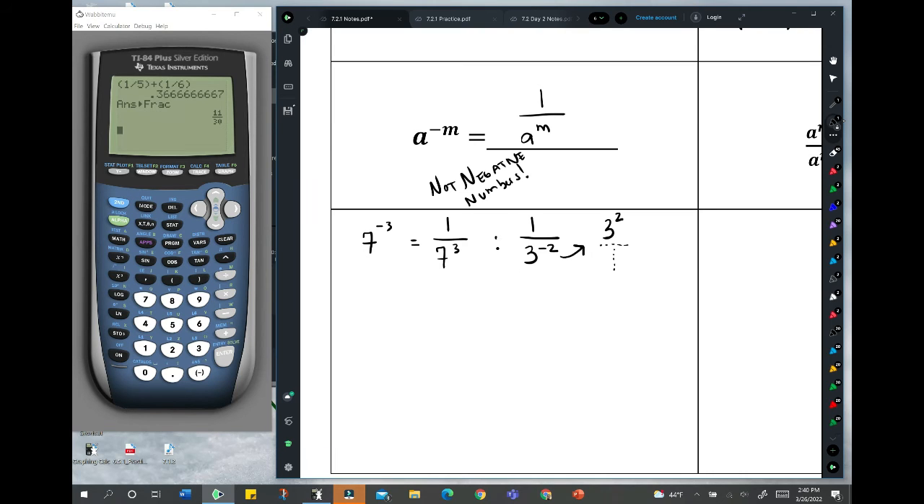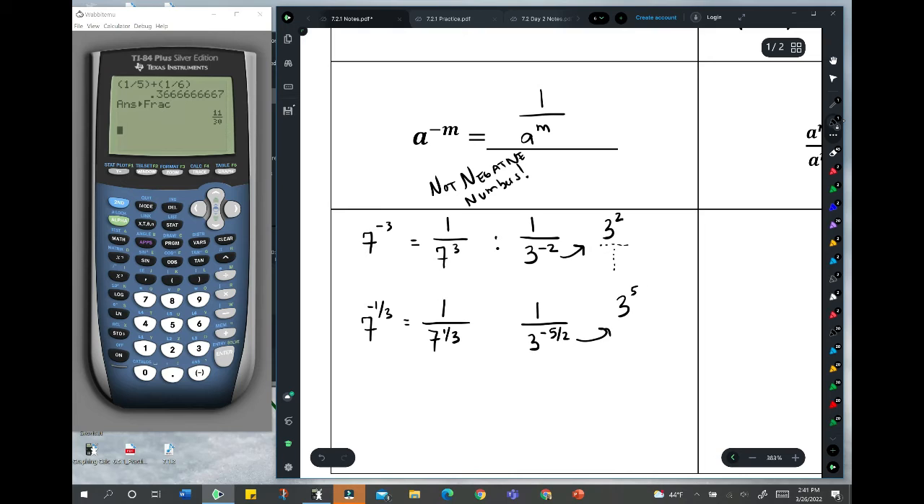With fractions, it's really the same idea. 7 to the negative 1/3 is not going to be negative 7 to the 1/3. It is going to be 1 over 7 to the positive 1/3. That's really it. Nothing else fancy going on there. If you had 1 over 3 to the negative 5 halves perhaps, okay, that's just going to come up to 3 to the positive 5 halves. Okay, so just know the difference between negative numbers and negative exponents. They are not really related.